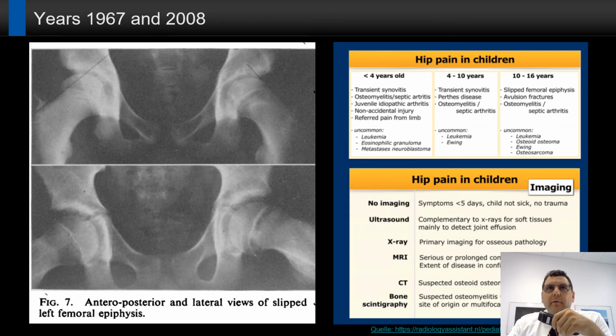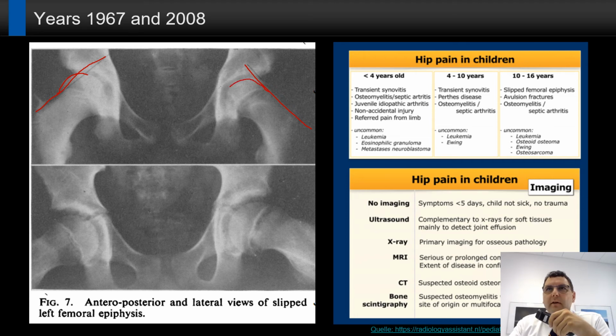Once more, I'm coming back to the publication from 1967. Here you can see an anterior, posterior and lateral view of a slipped left femoral epiphysis. Well, how can you detect it? Well, first of all, you draw a line, and then you can see that a normal epiphysis has a sign like this.